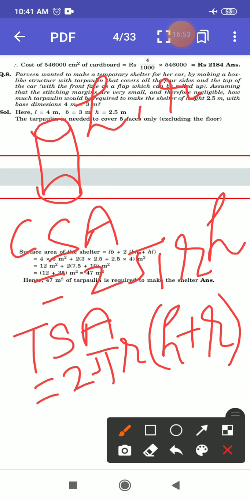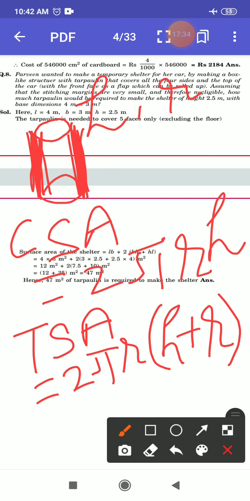I will explain again what is the meaning of CSA. CSA means curved surface area and TSA means total surface area. You have to write it. CSA is curved surface area and TSA is total surface area. Here we have to explain the meaning of curved surface area and total surface area. Curved surface area is just like that. Only if you have to find this value and this value, only this type of value, then you have to use the CSA.